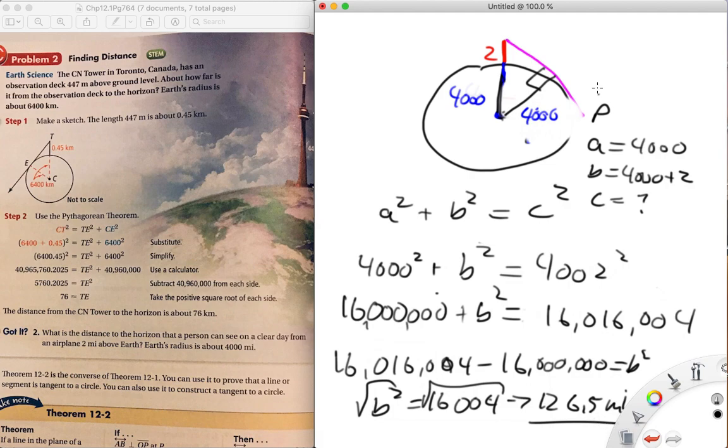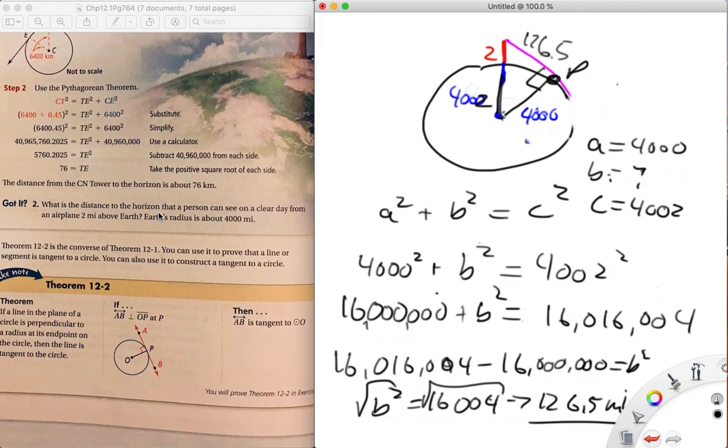Alright, so I drew that circle wrong. We're looking for B, not C. C is given. There we go. My mistake. It intersects over here at point P. There we go. Much better. Boom.